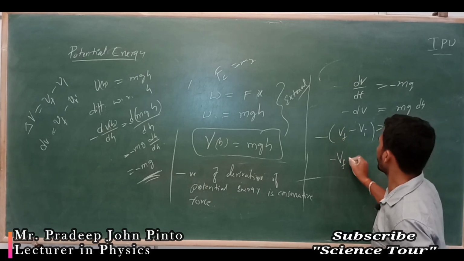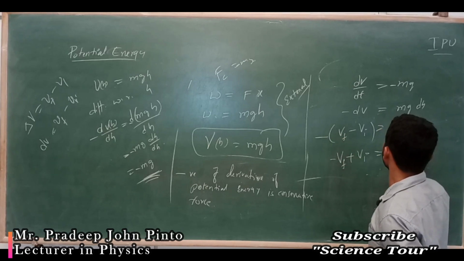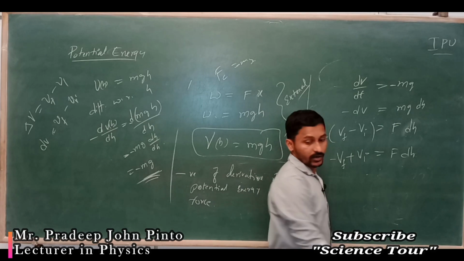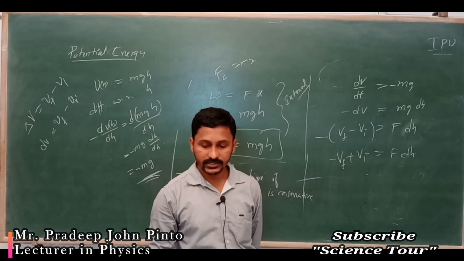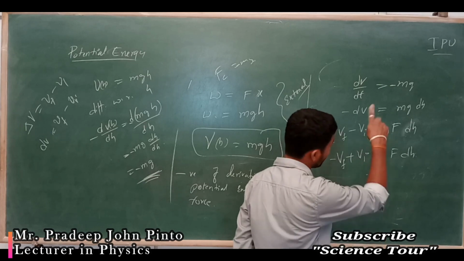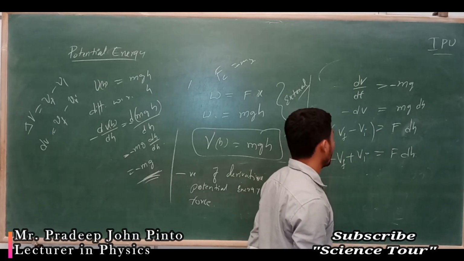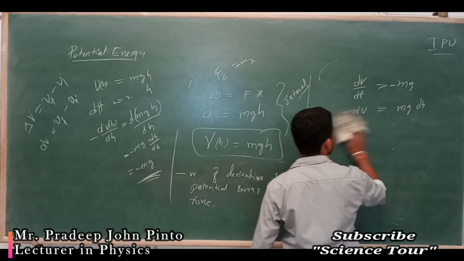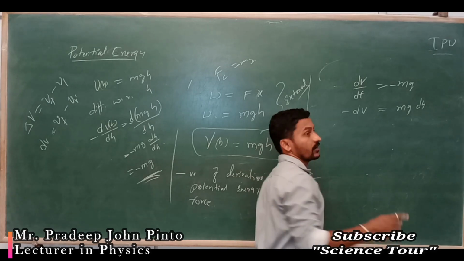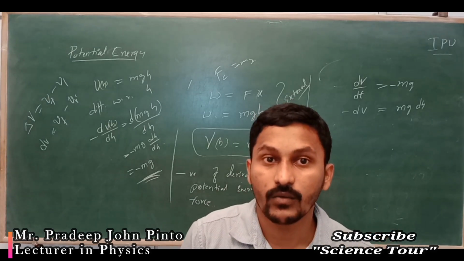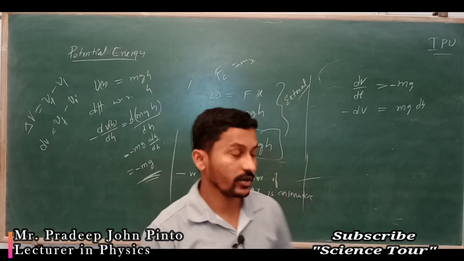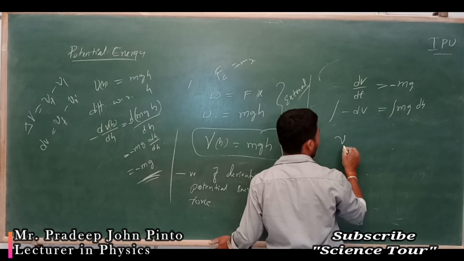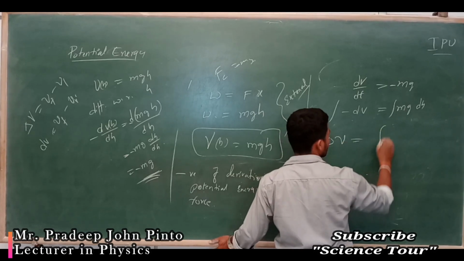So minus Vf I am going to get, plus Vi I am going to get, that is force into displacement, that is nothing but work done. So that is nothing but work done in the variable force, right? That is the total work done if I do the integration. In the same way as the work energy theorem for kinetic energy in the case of variable force, if I do integration I am going to get delta V, which is nothing but work done.